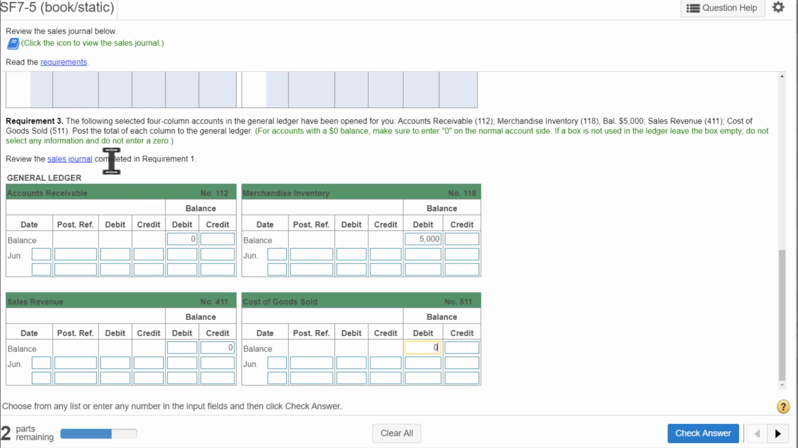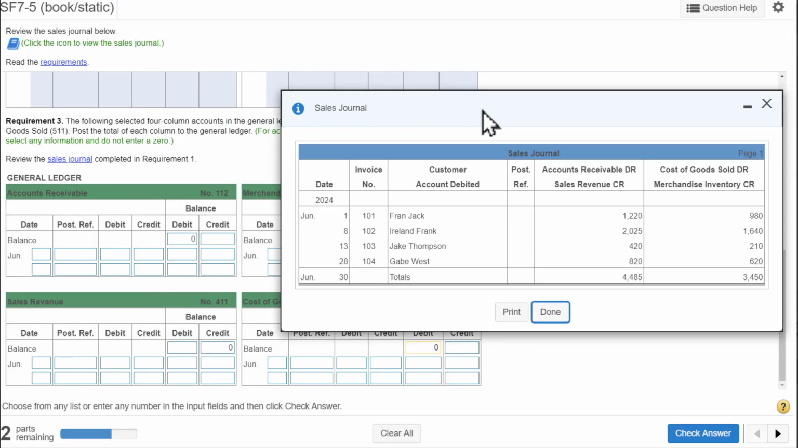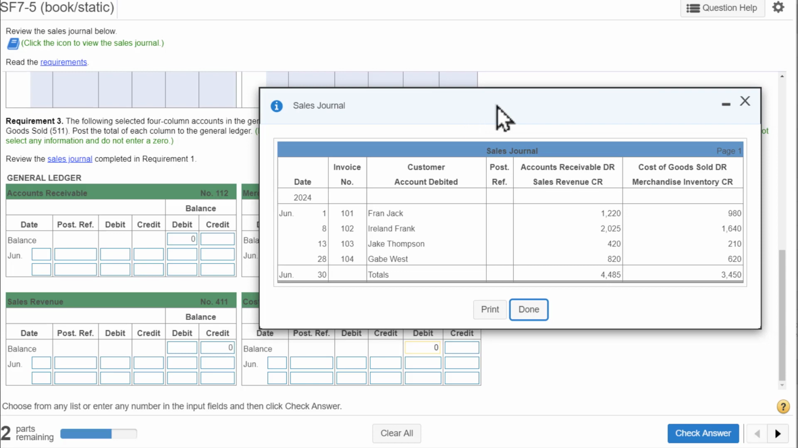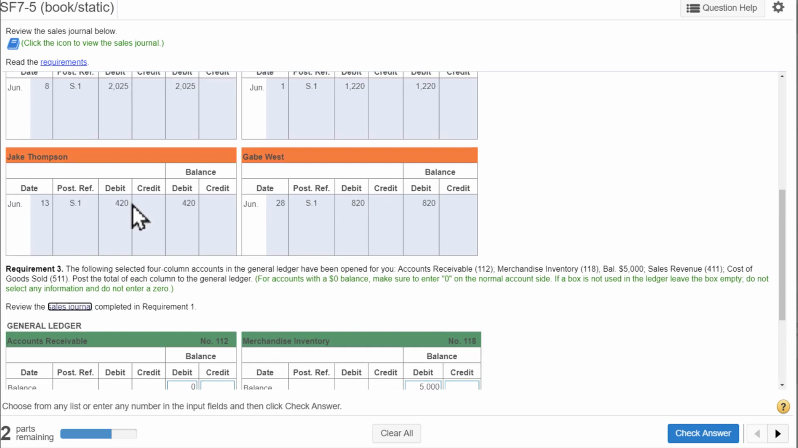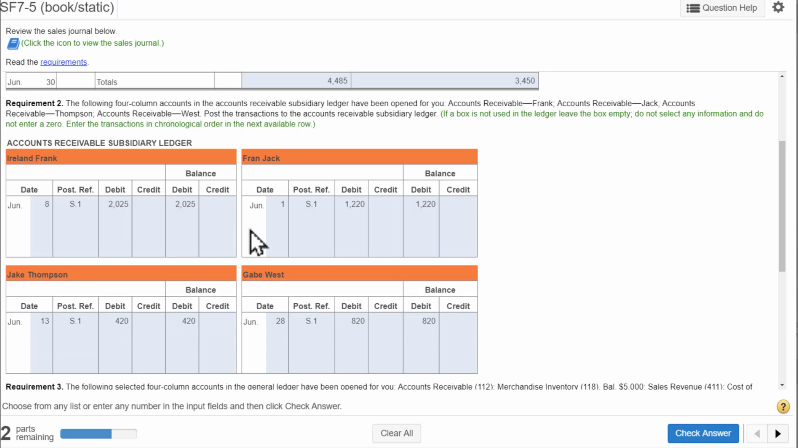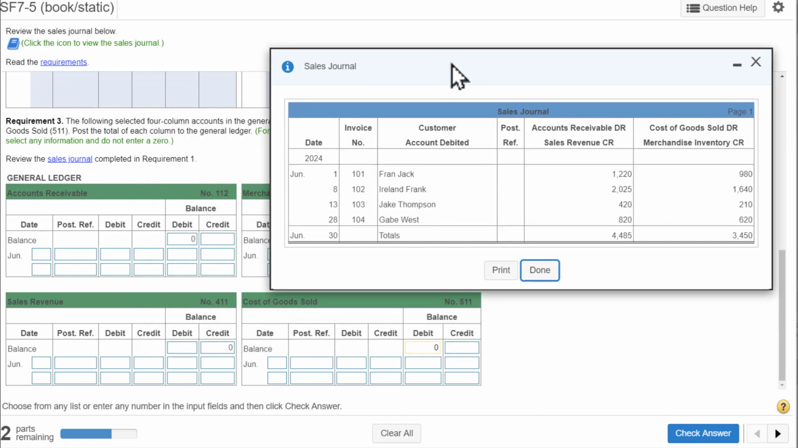All right. Now what we're going to do, we're going to post from the sales journal. Notice this link here. We can click on this and it opens up the sales journal for us. Nice, so we don't have to scroll up and down. However, if this was the test, it's not going to have this link because it gives you the answer to the previous part. So on the test, you're going to have to scroll up here. But to keep everything in the same window, try to keep it in the same window.